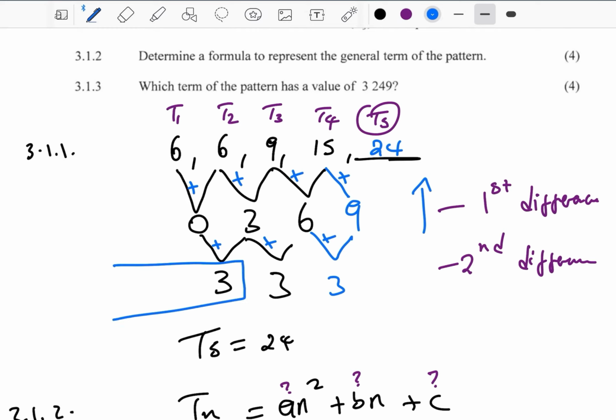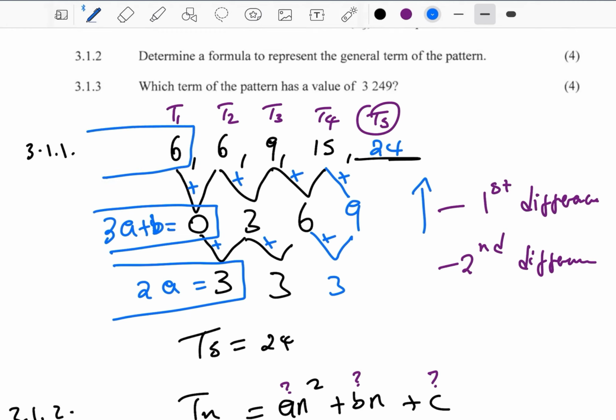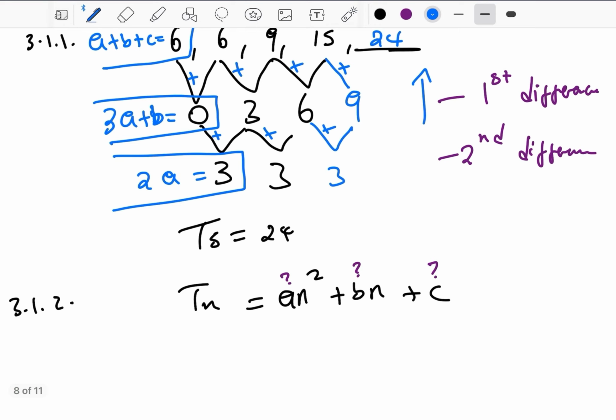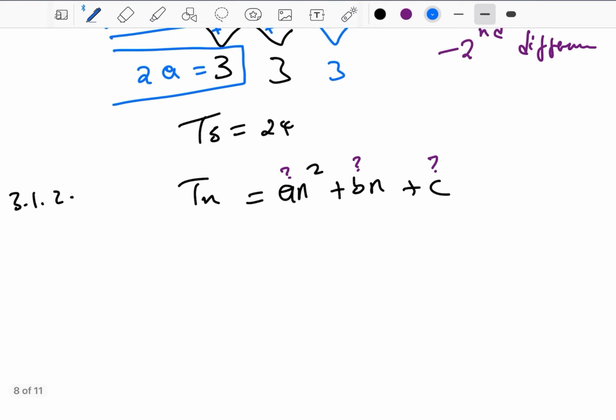What you need to know is that this value here is equal to 2a. Regardless of what the value is, every time you see this first value of the second difference, just know it is equal to 2a, and this first value of the first difference is equal to 3a plus b, which here is equal to 0. So 3a plus b is equal to 0, and the first term of the sequence is equal to a plus b plus c. Always remember this. With these equations, we can find a, b, and c. Let me show you how to do that.